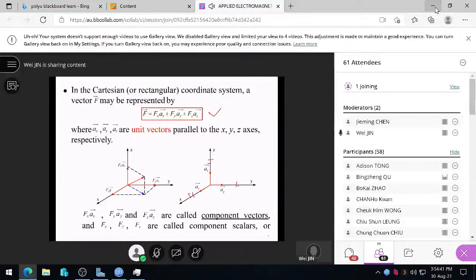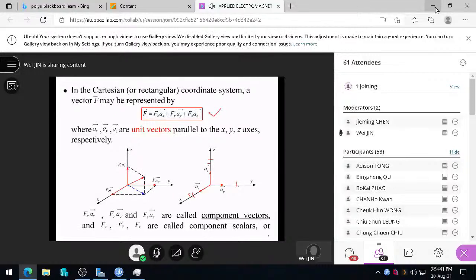The next one is a dot product. These are the product between two vectors. If you have a vector P and a vector Q, we define P dot Q equals the magnitude of P, the magnitude of Q, multiplied by the cosine of the angle between these two vectors. Now if this is vector P, this is vector Q, the angle between them is theta. Use the smaller angle.